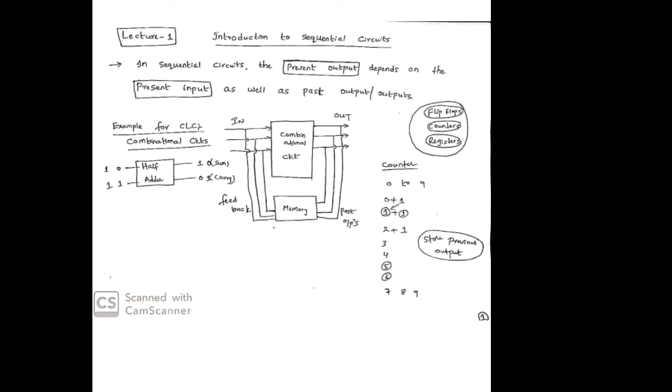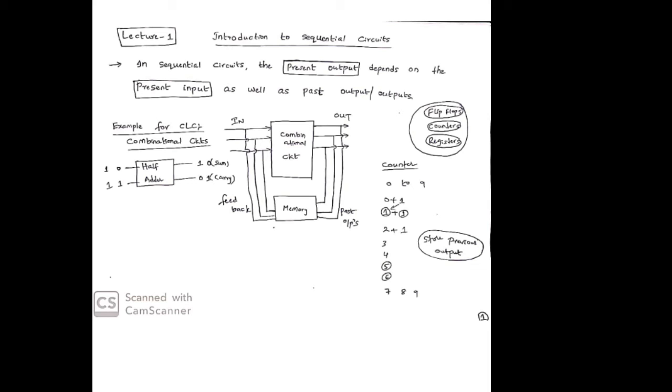You can observe here that the next state of the output is not dependent on the past history of the output. It directly gives us the output. There is no dependency on the past history of the output. This you can observe in this half adder circuit.